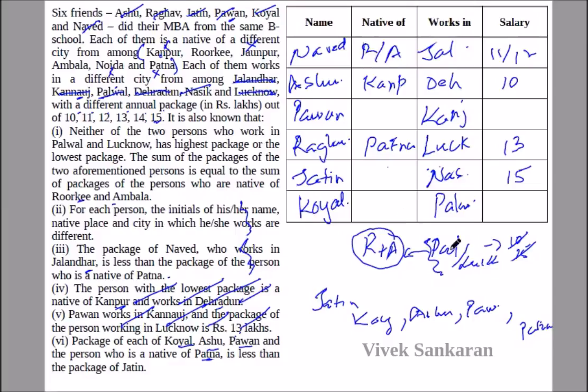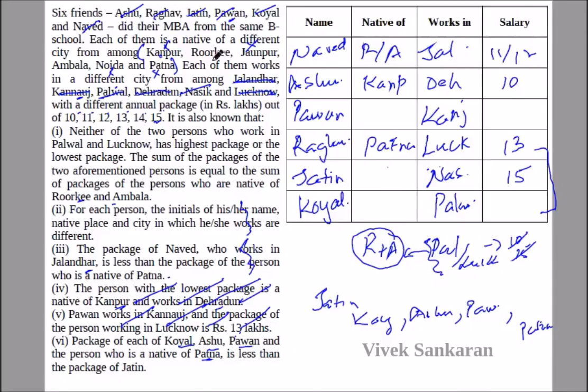Now the good part about it is Roorkee Ambala has to be matched with Lucknow and Palwal. Lucknow and Palwal has to match with Roorkee and Ambala. Okay, let's see who can be the other person from Roorkee Ambala. Can this guy maybe? Okay, this guy cannot be from Roorkee Ambala now. So Jatin should be here.